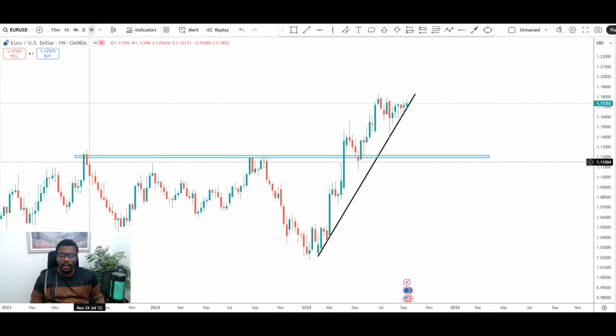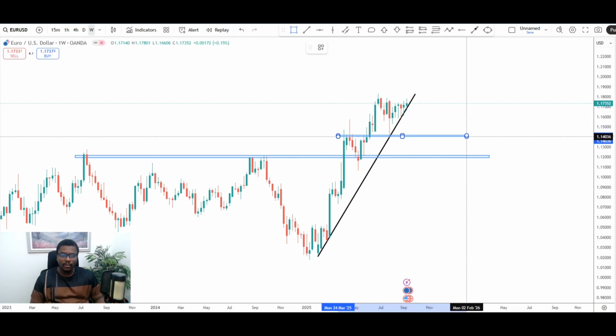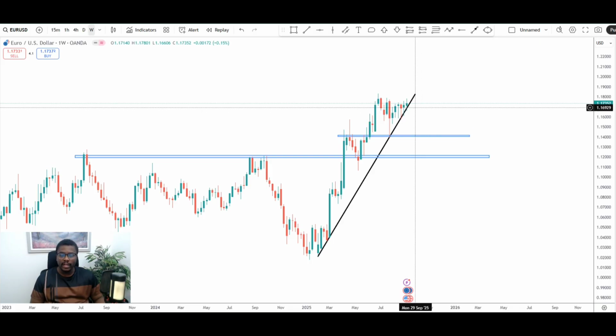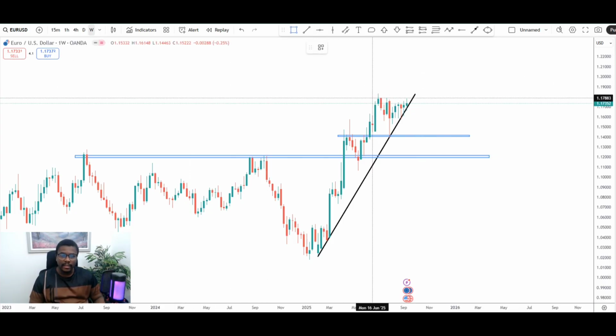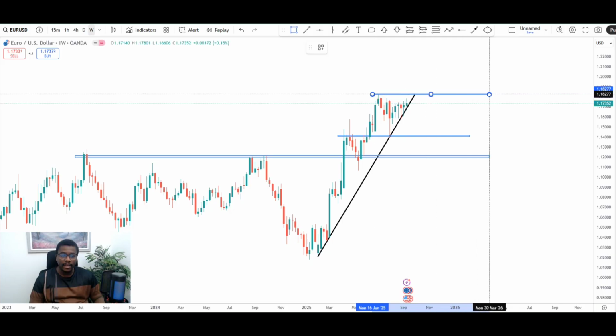support here, previously resistance there, and price broke through, came back to retest that area and then continue to the upside. I can identify another area of support as well, just around this area, and again this is on the weekly time frame, so by the time we go to a lower time frame, we might be able to identify or fine-tune this support and resistance area. And the last resistance area is the one up here.